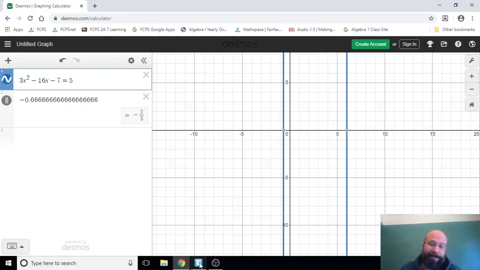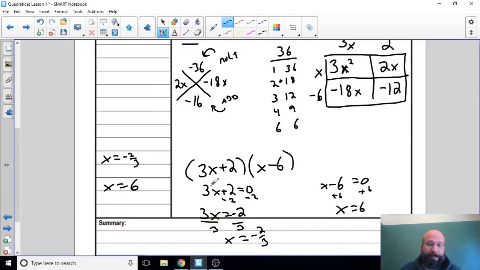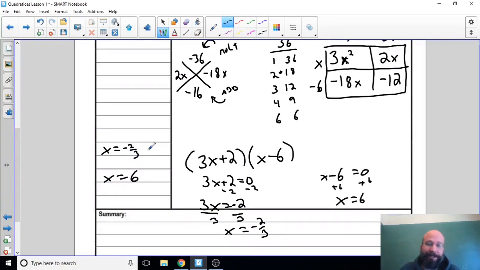So let's go back and see if that was the answer we got. Negative 2/3 and positive 6. So we did it correctly. These are the solutions, or the zeros, or the roots for that quadratic.